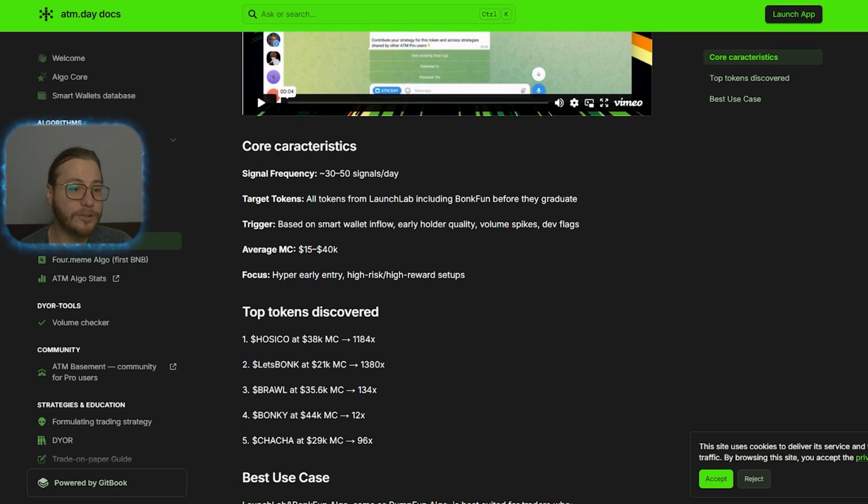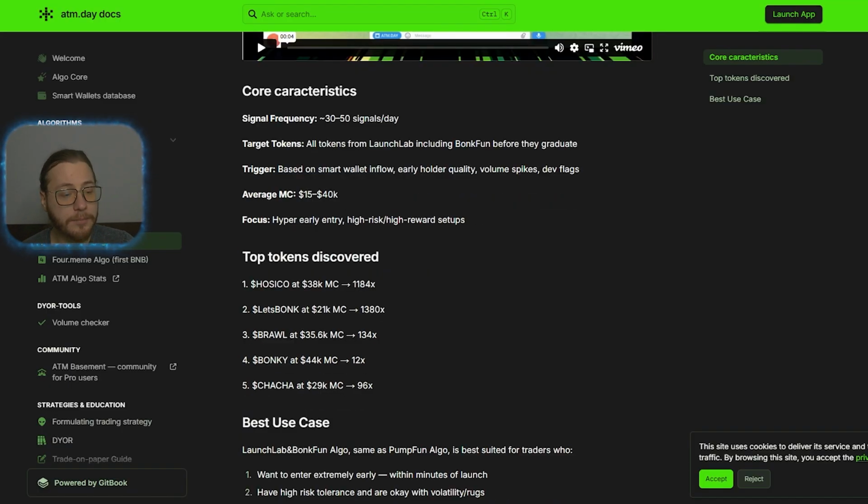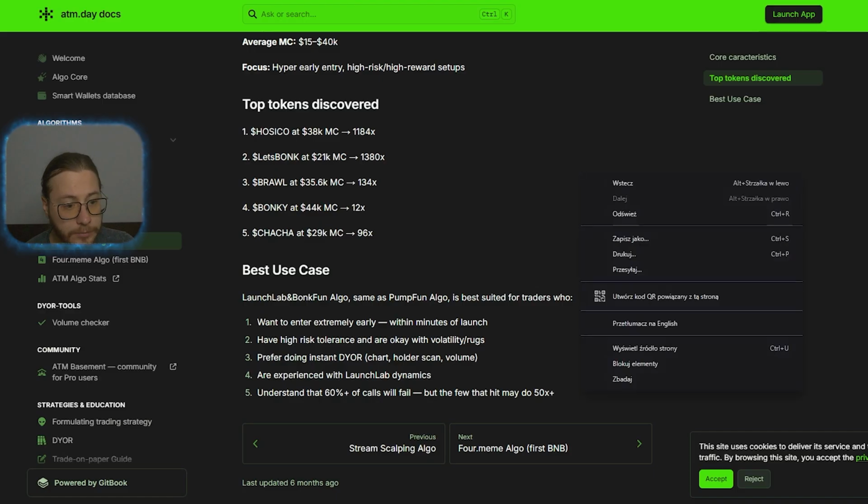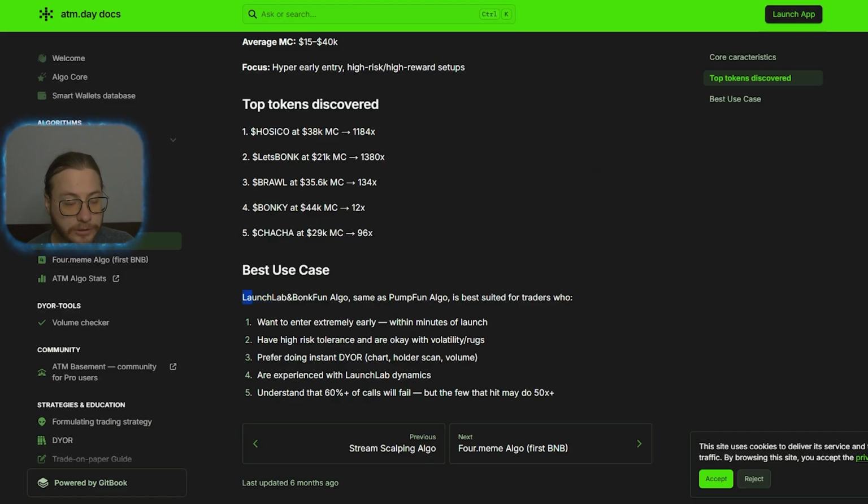Target tokens: all tokens from Launch Lab, including Bonk Fund, before they graduate. Trigger is based on smart wallet inflow, early holder quality, volume spikes, depth flags. Average market cap from $15,000 to $40,000. It focuses on hyper early entry, high risk, high reward setups. Top tokens discovered, and as you can see there are very huge numbers. Best use case, I will not repeat that, because as you can see they are mentioning that the Launch Lab and Bonk Fund algo is the same as the Pump Fund algo.